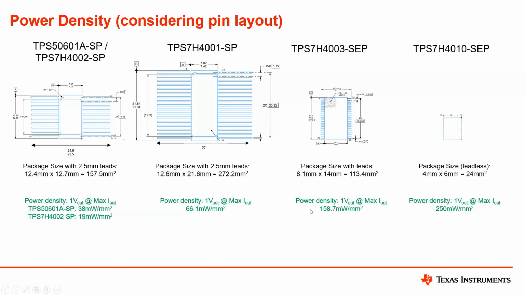In comparison here, and this is just the TI portfolio of what I'm showing, for easy math we're using just a 1 V out at maximum current. This shows you milliwatts per millimeter squared in terms of power density and how that scales across our portfolio. For the lower current devices, you'll find that these are the highest power density ICs in the market today, including the 7H4001, which is the higher current device. This is our 18 amp, more geared for the core rails of a lot of these FPGAs.